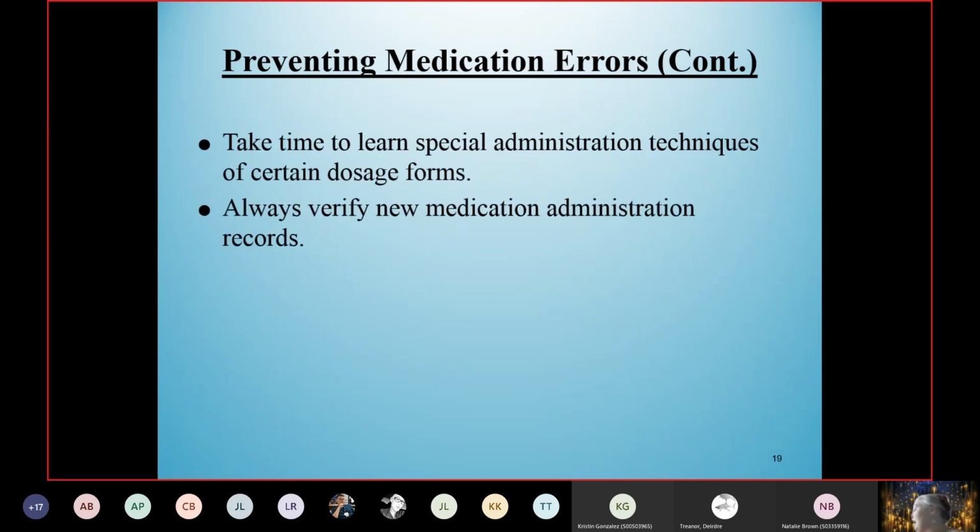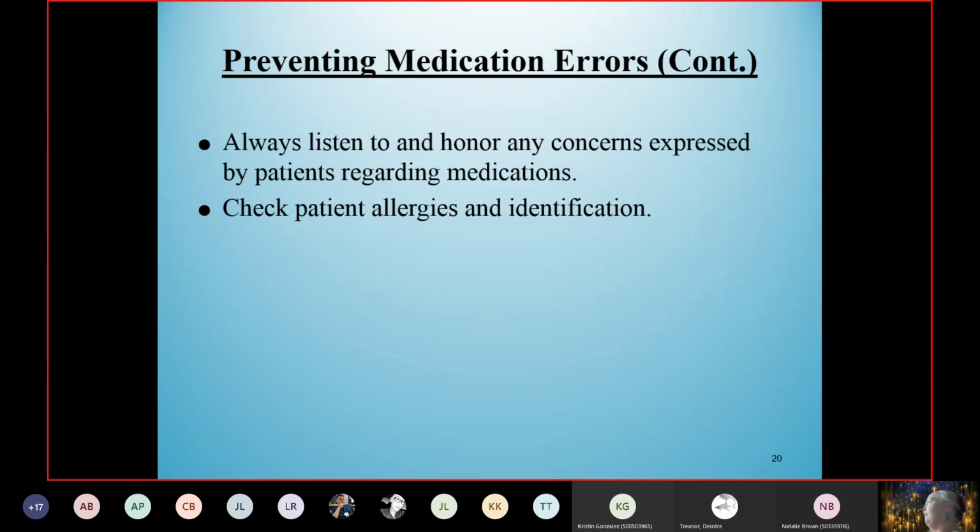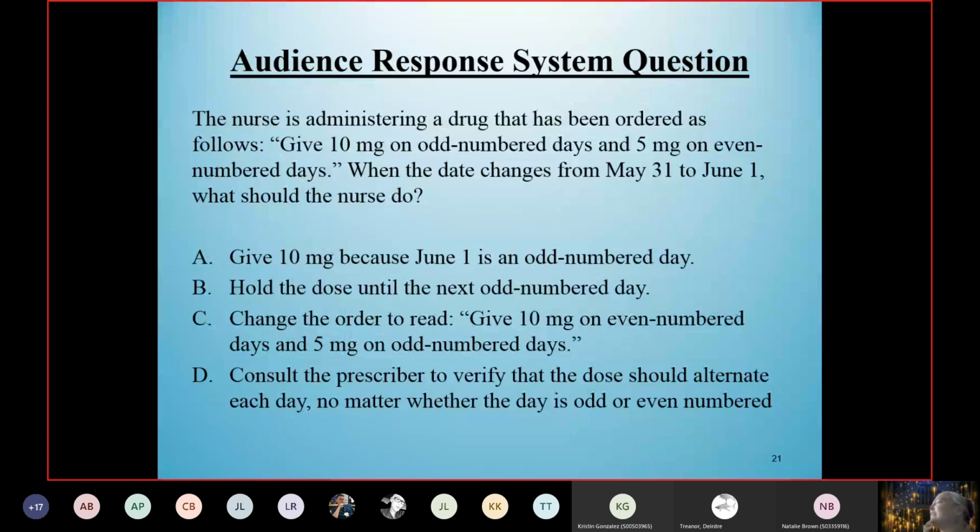Take your time to learn any special administration techniques with certain dosing forms, and always verify new medication with the orders and the record. If the patient has any concerns, make sure you're listening to them and honoring them. Make sure you're always checking your patient's allergies and their identification.